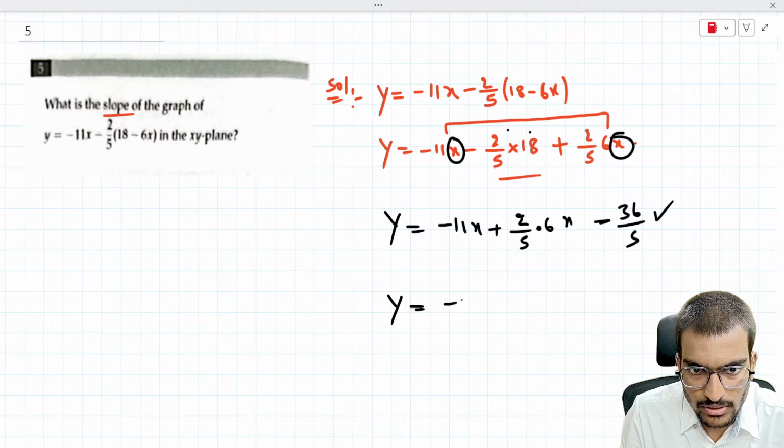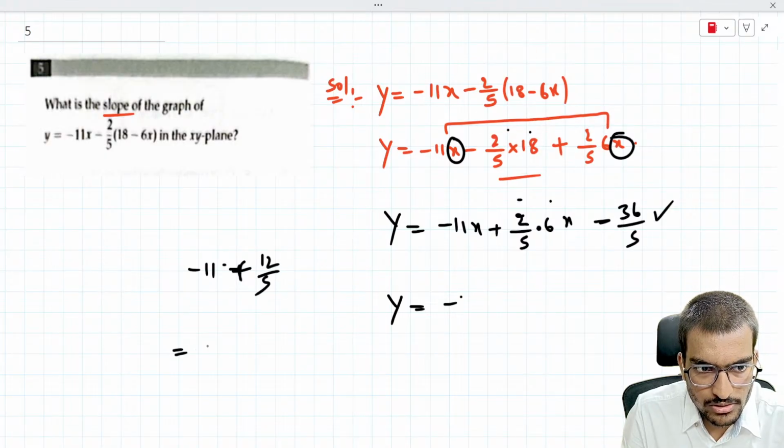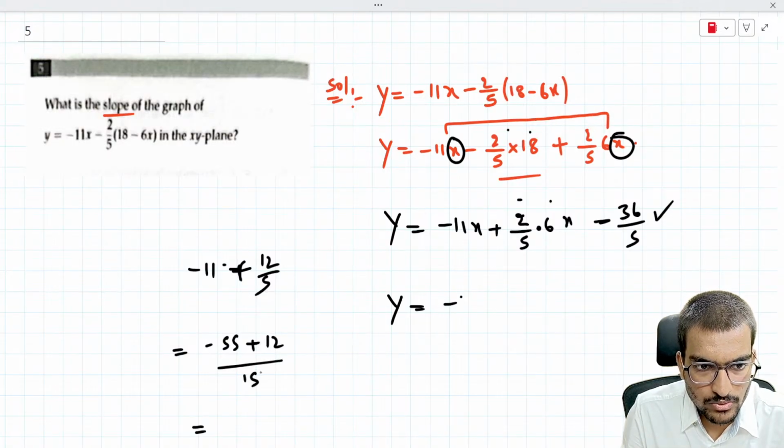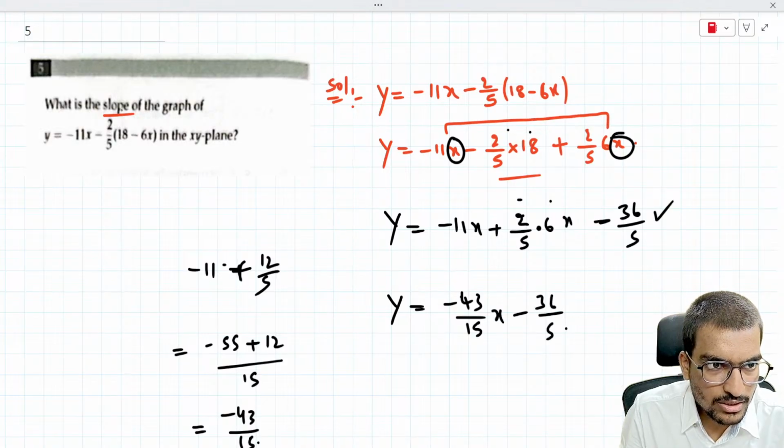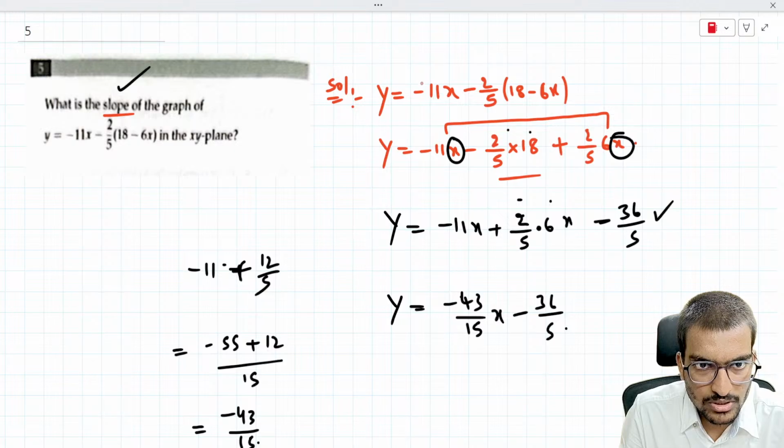Now try solving this. Negative 11 plus 2 into 6 is 12 by 5. Let's solve this. Negative 55 plus 12 divided by 5. Negative 55 plus 12 equals negative 43, so negative 43 by 5. So negative 43 by 5, x minus 36 by 5. What do we need? Just the slope. Slope is negative 43 by 5.